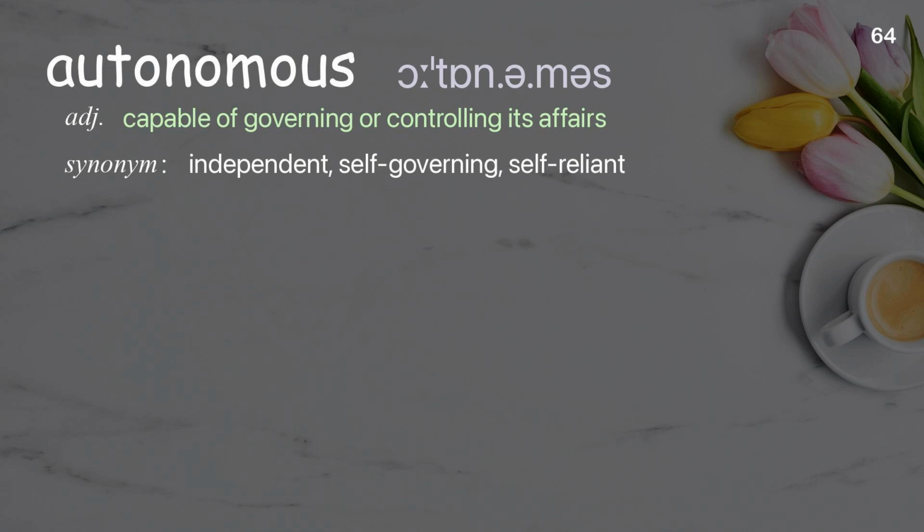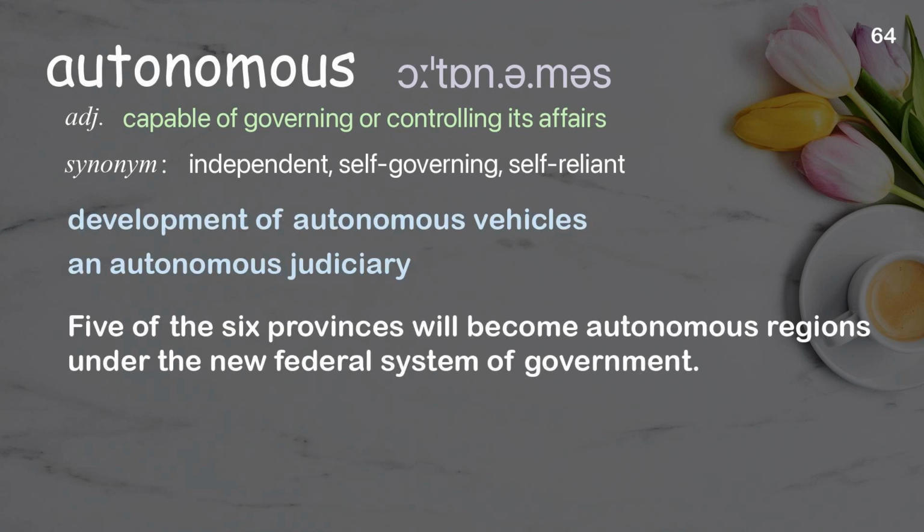Autonomous. Capable of governing or controlling its affairs. Examples: development of autonomous vehicles, an autonomous judiciary. 5 of the 6 provinces will become autonomous regions under the new federal system of government.